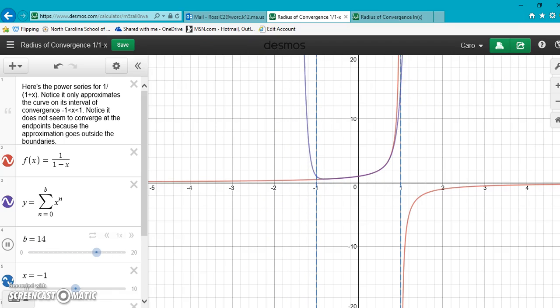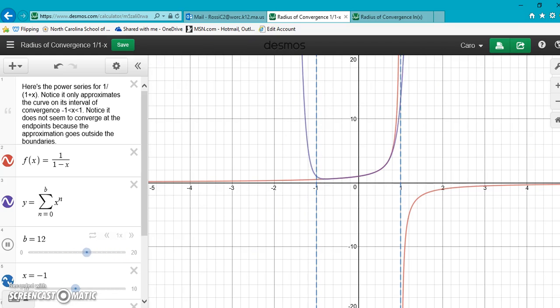Now, I also want you to look at the endpoints here. The endpoints are going to be a huge deal when we do the interval of convergence. Sometimes the polynomial will converge to the function at the endpoints, and sometimes it won't. And it's going to be your job to test it. So you'll use your tests for convergence to find that. Notice that at the endpoint of 1, there's an asymptote there. So our series will never converge at 1.